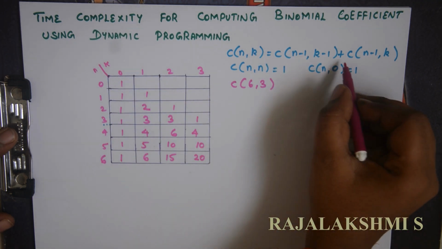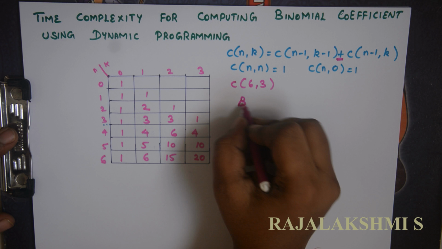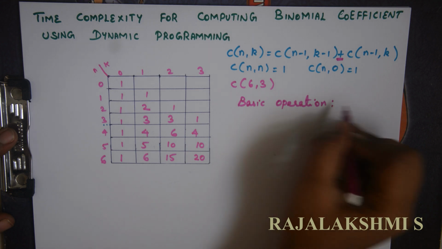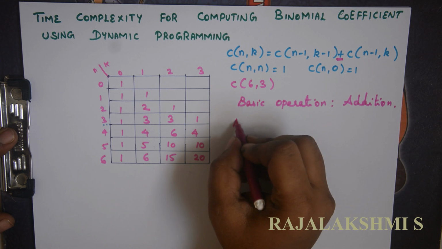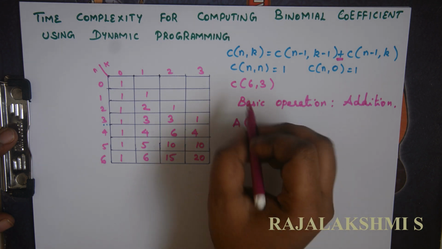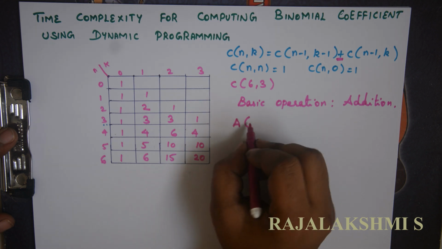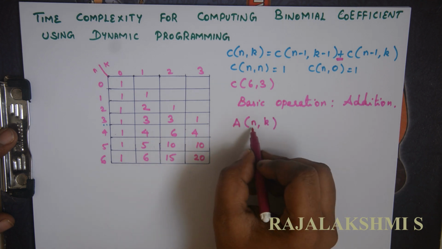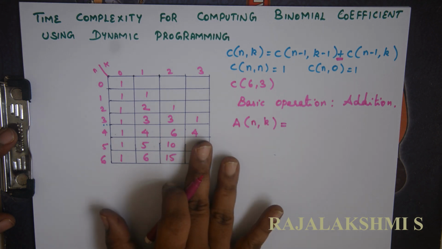If we look at the formula, the basic operation here is plus, that is addition. The basic operation is addition. Let me take it as A of. Here we require two input parameters to compute the binomial coefficient, one is n and another one is k. Always the time complexity has to be represented in terms of inputs. In our case we have two inputs, so we write it as A of n comma k is equal to. This is a non-recursive algorithm.